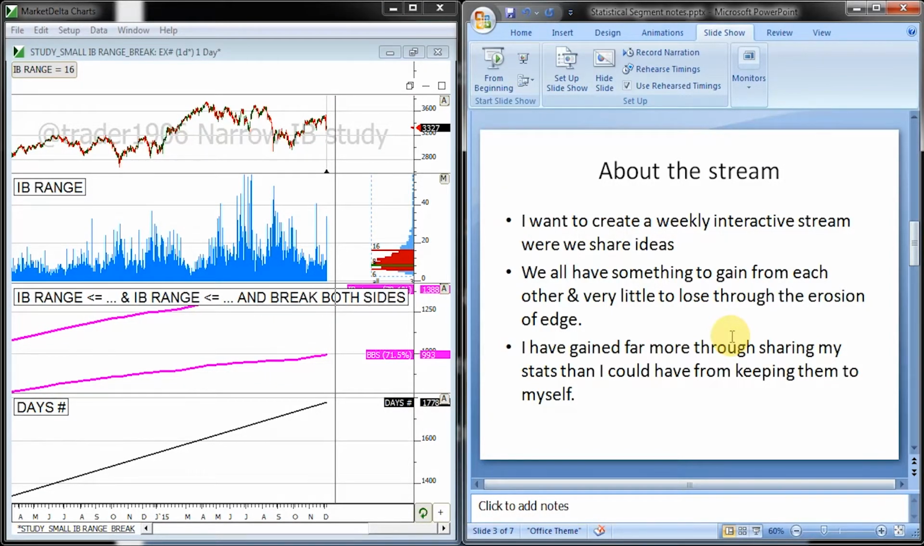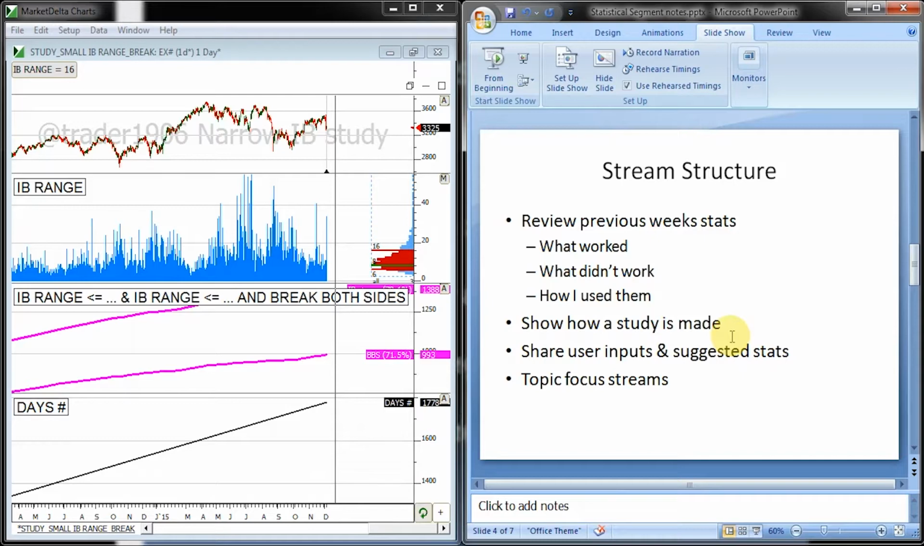And like I've said many times before, you're not going to lose your edge giving away the odd statistic. You're more likely to gain from giving it away because people will question it, and then you bounce ideas between people. And like I said on the slide, I've gained a lot more from sharing than I have from keeping it to myself.